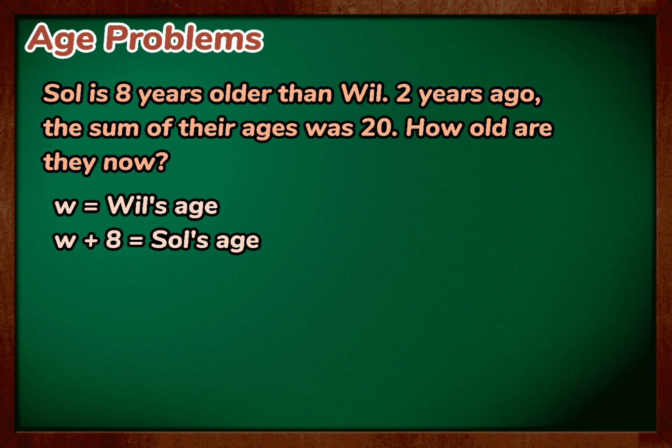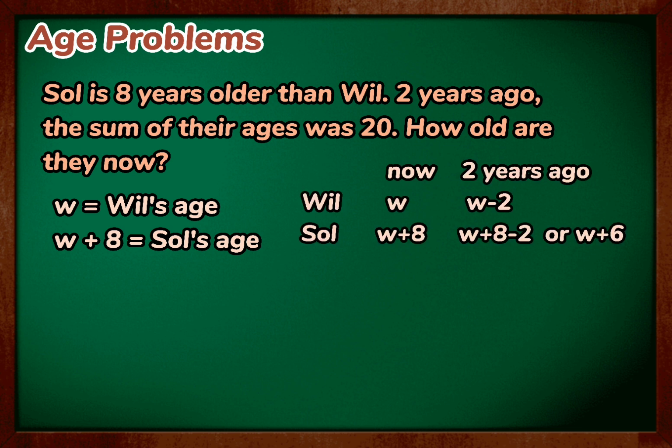The second sentence tells us the age for both Sol and Will 2 years ago. To illustrate, Will's age now is W and Sol's age now is W plus 8. And 2 years ago, Will is W minus 2 and for Sol is W plus 8 minus 2, or W plus 6. Then the last statement gives us the equation to solve.